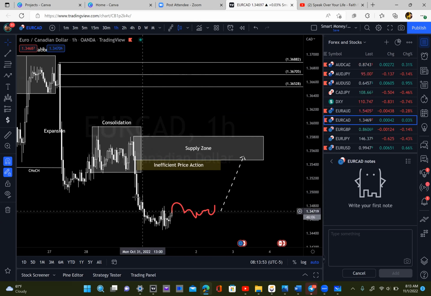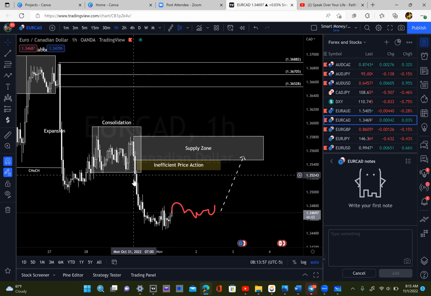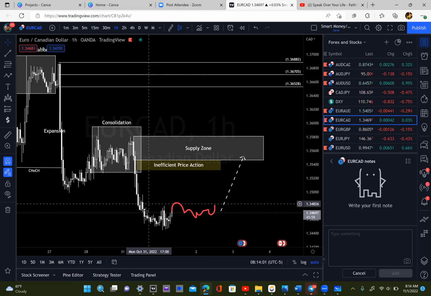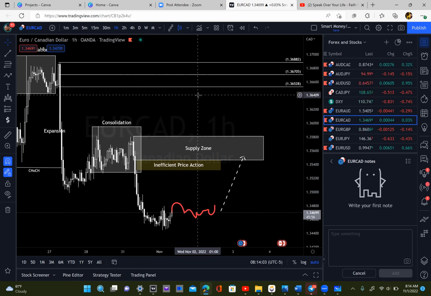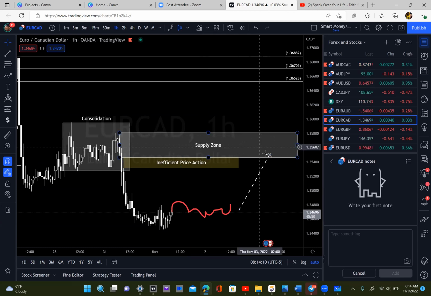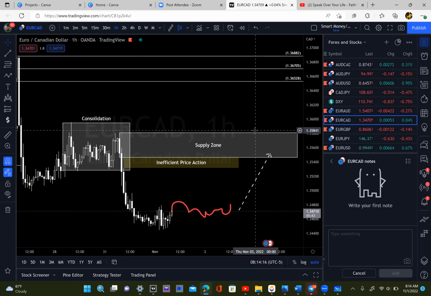Because look, on a smaller time frame, there's no inefficient price action. All this is balanced out. See these wicks, look down, up, they all meet, they all balance out. So now we have a sharper, more clearly defined target. So when you're on the 4 hour and you see it come back in, that's when you drop down and see what it looks like on the 1 hour.